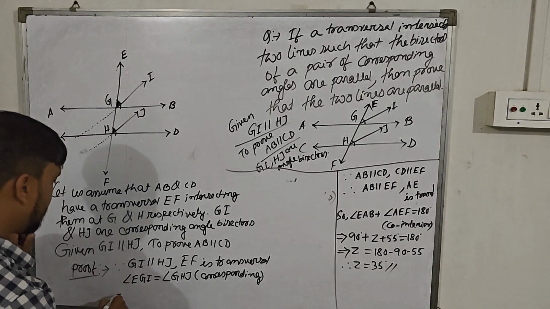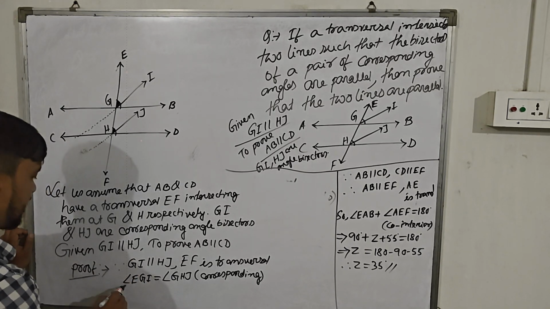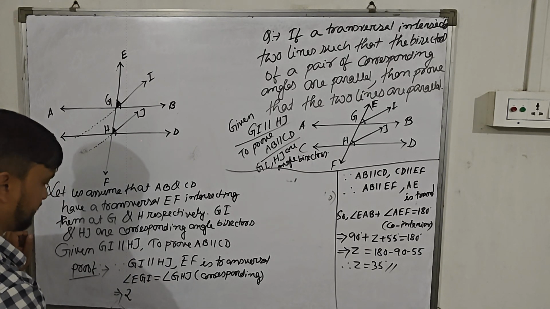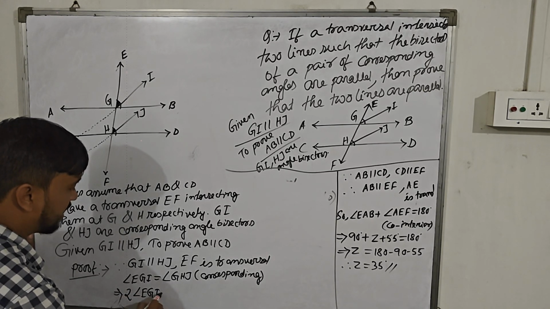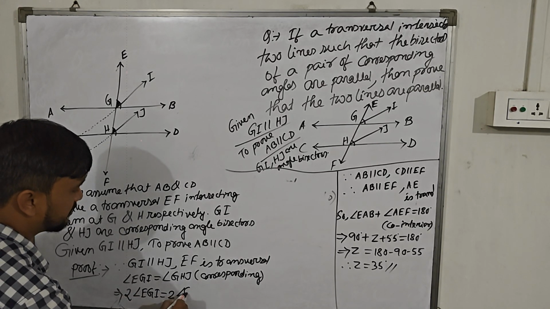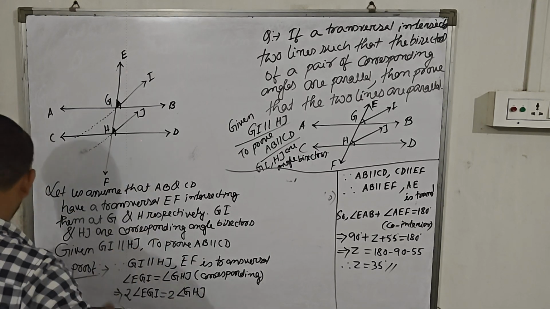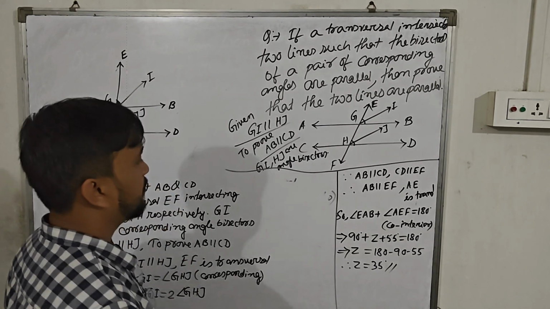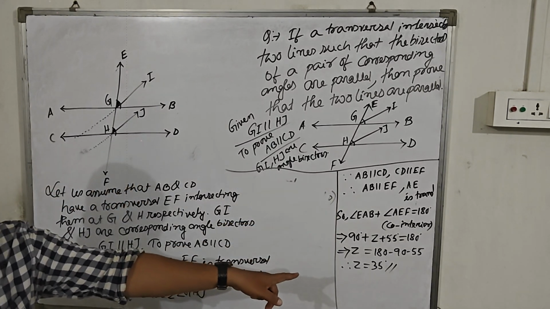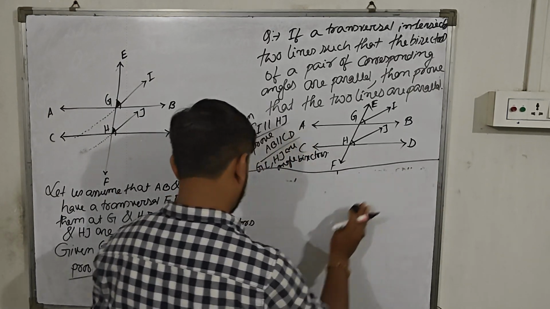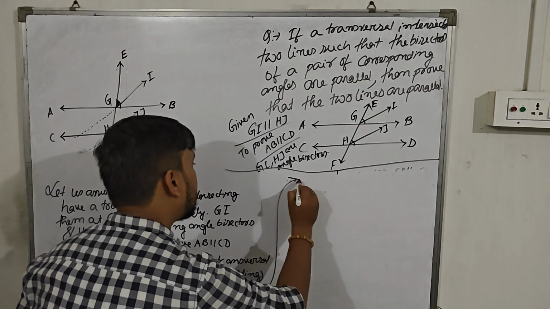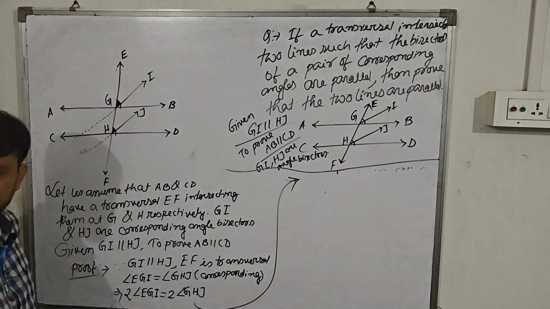Now if I multiply 2 on both sides, twice of EGI will be equal to twice of GHJ. I can finally erase the line. Okay, fine. Do you know what I did? I multiplied both sides by 2.